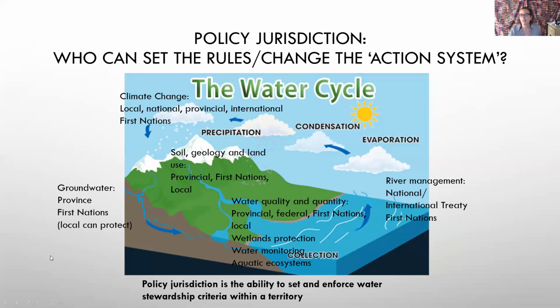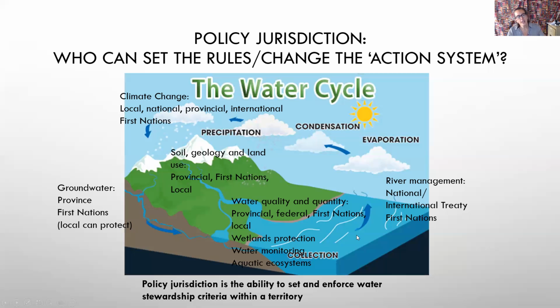And I mentioned the treaty because, of course, I'm in the Columbia Basin in the Ktunaxa territory. So we're very influenced in British Columbia by our Columbia River Treaty. But overall, policy jurisdiction is the ability to set and enforce rules, water stewardship criteria, what you have to demonstrate, how much it costs to use water, all the things that could affect the decisions of those individual actors on the last slide.